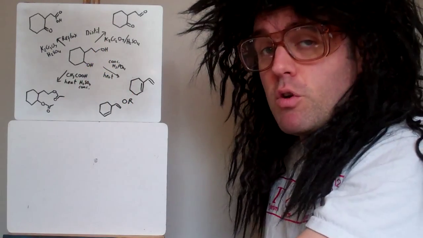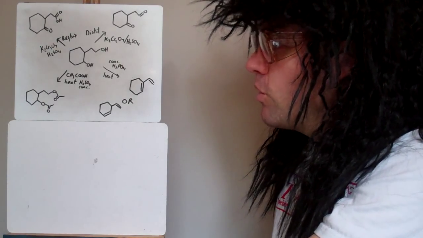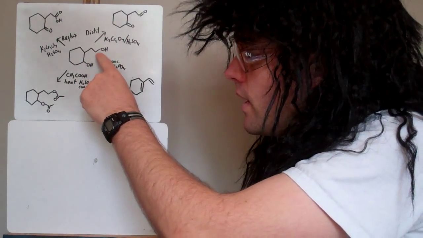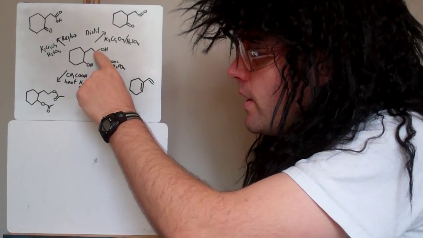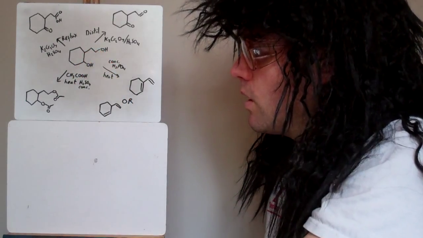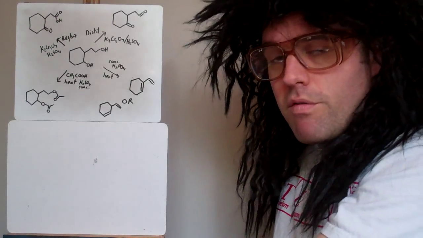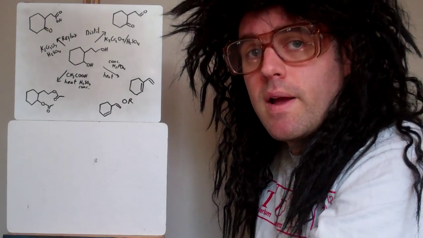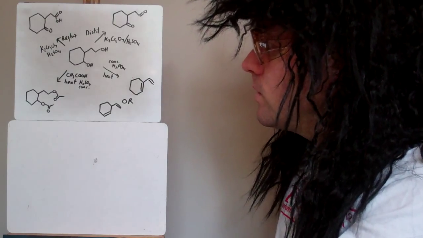This has two OH groups, so it's got two alcohol groups on it. This one here is primary because the carbon the OH is attached to is only attached to one other carbon. This one is secondary because that carbon is attached to two carbons. So whenever you see an example like this, work out if they're primary, secondary or tertiary, because it's very important.